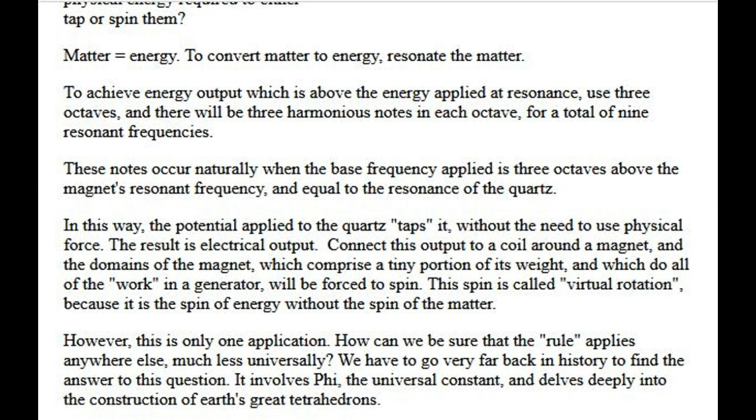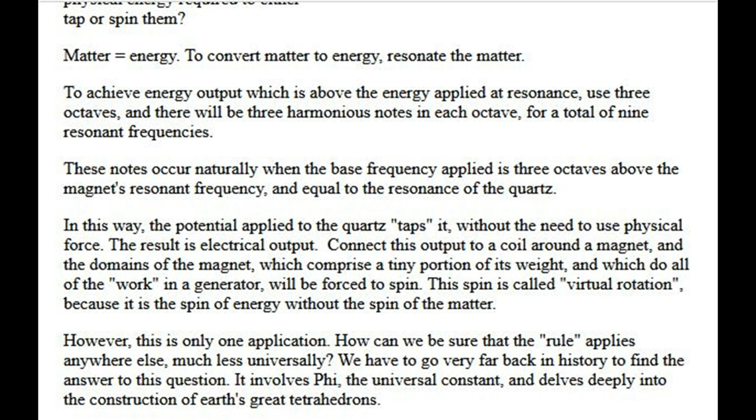To achieve energy output which is above the energy applied at resonance, use 3 octaves, and there will be 3 harmonious notes in each octave, for a total of 9 resonant frequencies. These notes occur naturally when the base frequency applied is 3 octaves above the magnet's resonant frequency, and equal to the resonance of the quartz. In this way, the potential applied to the quartz taps it, without the need to use physical force. The result is electrical output.